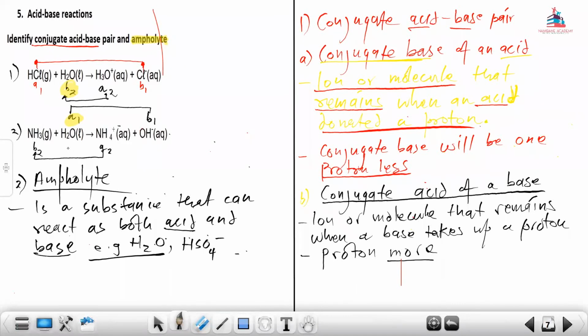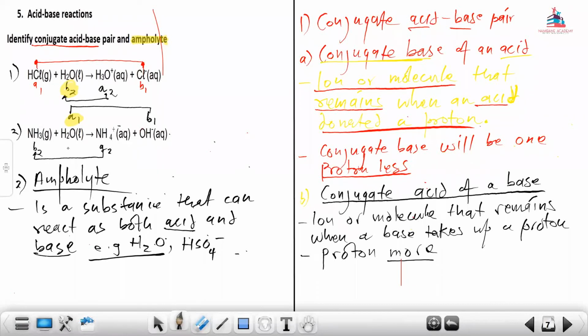So that is the basic rule that all of us must use. Regardless of what type of reaction you have, firstly look, did the substance donate a proton? In the second reaction, did the substance accept a proton? If that is the case, then we can classify it as an ampholyte. So I don't want to say it will forever be water, it will forever be HSO4 minus. I don't want to say that.